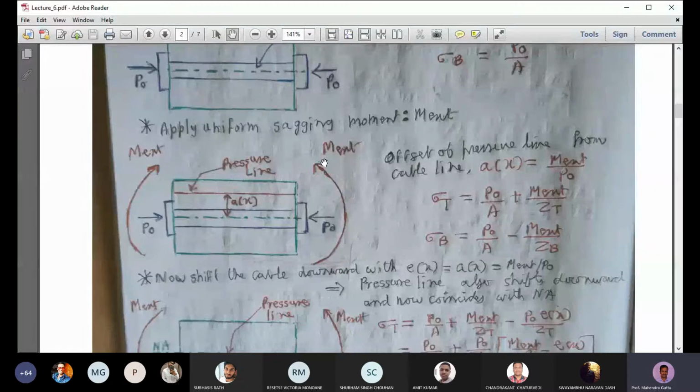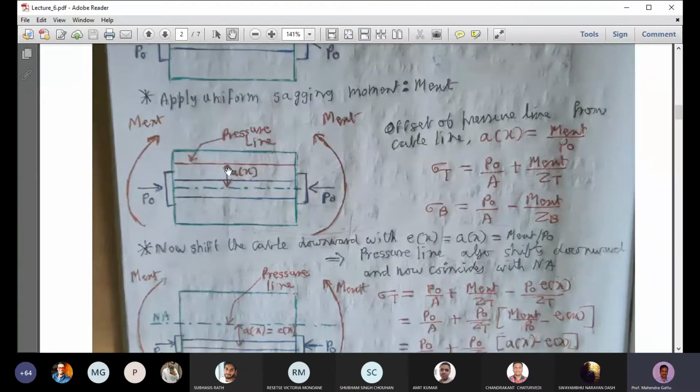Now for this external moment, we can find out where the pressure line is. So what is the pressure line? The pressure line is the offset from the cable line.